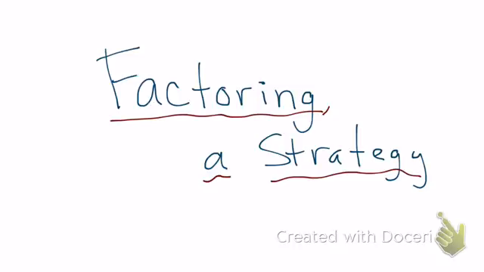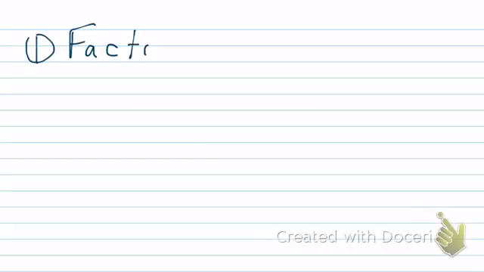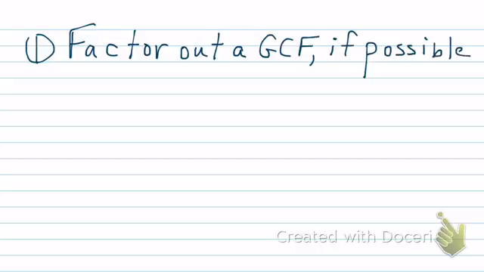The first thing I want you to think about is if you look at the different types of factoring we do, usually the number of terms determines which technique we're going to use. The only one that's not like that is when we factor out a GCF. So the first thing we're always going to check for is the GCF. See if there's a GCF that we can factor out, and if we have one, we're going to factor it out.